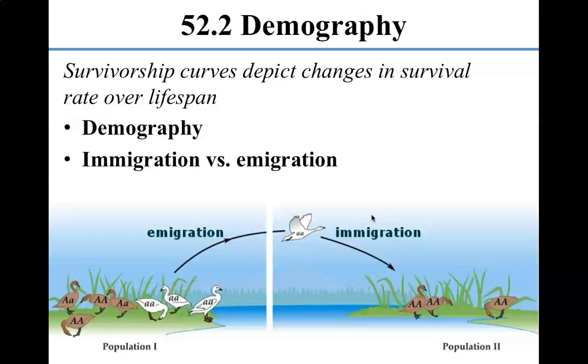So in the graphic, you can see that in this case, population number 1 had an individual leave. It emigrated with an E. And in population number 2, that same individual is the immigrant. So what impact is this going to have on the populations? Well, this population got smaller and less dense, and this population got larger and more dense. So if we want to study a population over time, we need to know immigration and emigration rates.